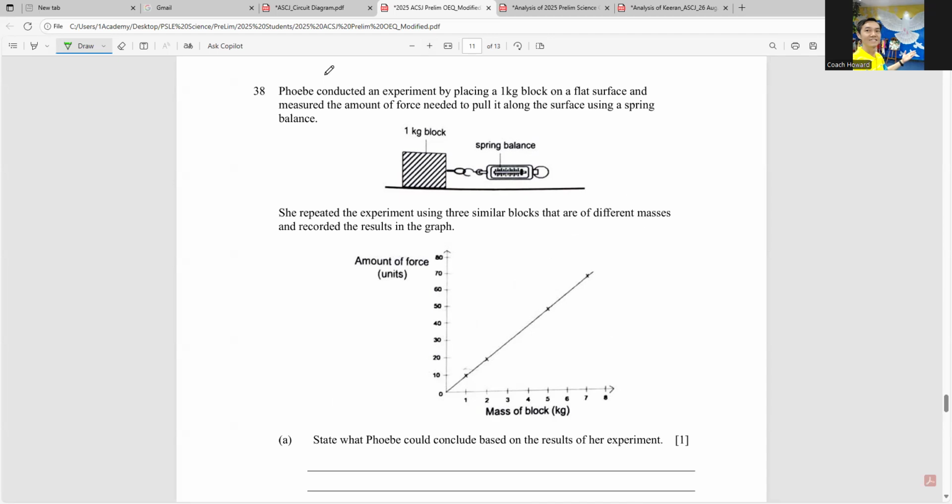Phoebe conducted an experiment by placing a 1 kilogram block on a flat surface and measured the amount of force needed to pull it along this surface with a spring. She repeated the experiment with similar blocks, but of different masses.